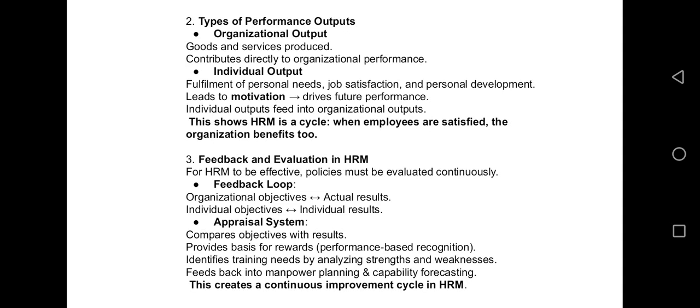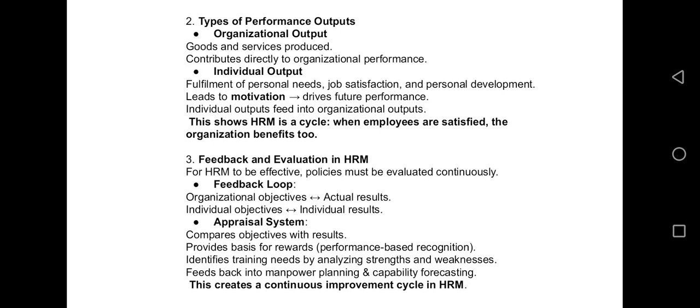2. Individual output. Fulfillment of personal needs, job satisfaction, and personal development leads to motivation, which drives future performance. Individual outputs feed into organizational outputs. This shows HRM as a cycle. When employees are satisfied, the organization benefits too.